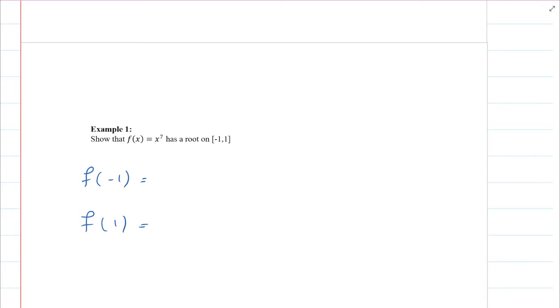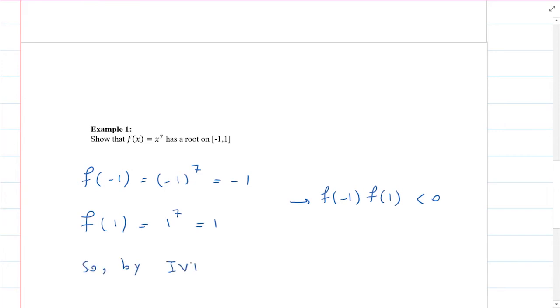or IVT. F of negative 1 is negative 1 to the power of 7. That's just negative 1. 1 to the 7, that's just 1. So you see that f of negative 1 times f of positive 1 is a negative number. So by intermediate value theorem, the function has a root on -1 and 1.